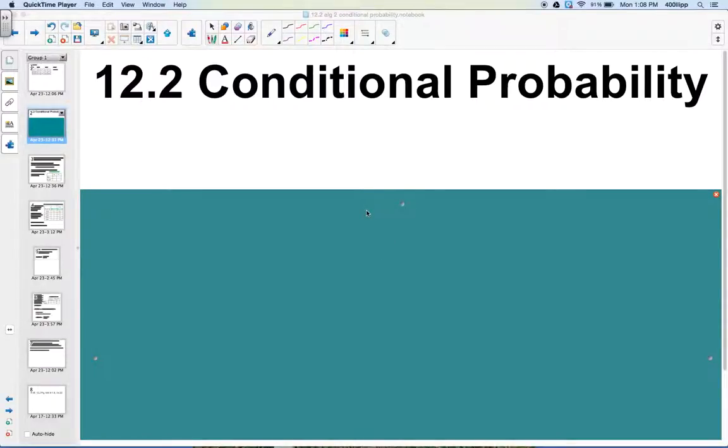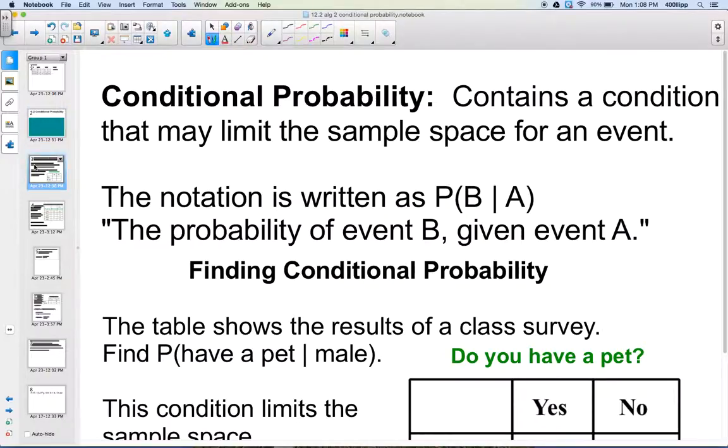Okay, today we are going over 12.2 conditional probability. So let's take a look at what conditional probability is first. Conditional probability contains a condition that may limit the sample space for an event. So it's putting a certain condition on the probability. Here's the notation, and that is read as the probability of event B given event A. Probability of event B given event A.